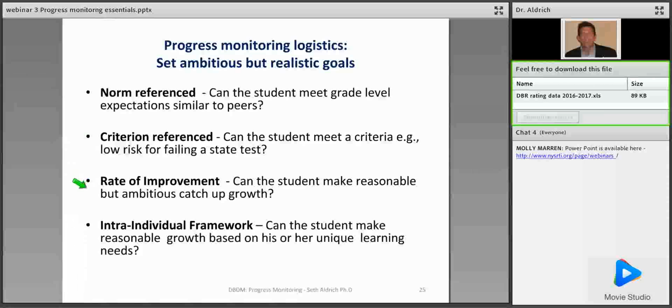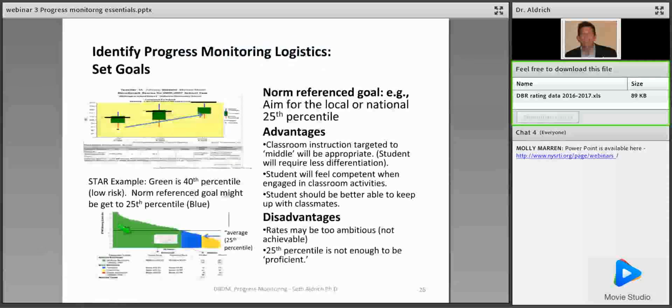I'm going to focus a lot on rate of improvement goals. This happens to be my particular favorite of them, and I'm going to talk about the advantages and disadvantages of all of them. And then there's also an intra-individual framework. That is, based on their previous performance, can they just accelerate a little bit based on what they've shown us in the past? So we're going to talk about these different kinds of progress monitoring goals. Setting these realistic but ambitious goals is extremely important, and I'm going to talk about why.